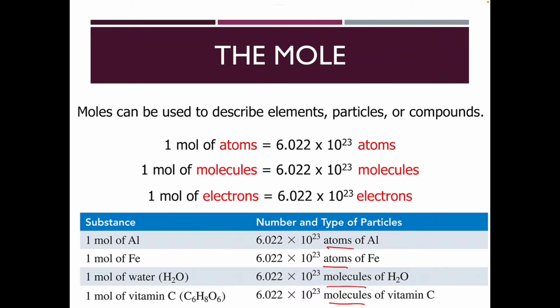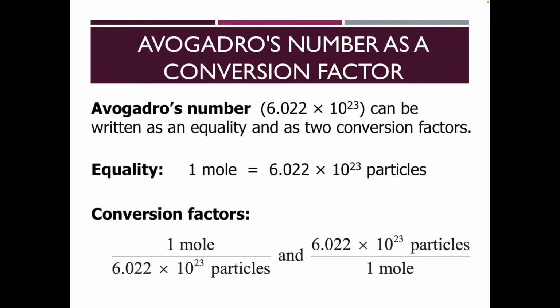You could have a mole of puppies, and you would have 6.022 times 10 to the 23rd puppies, right? It's not exclusive to atoms and molecules. They're just really the only things small enough to count with this gigantic number. Okay, but we could use it for atoms, molecules, and then in other classes you may even use it for electrons as well.